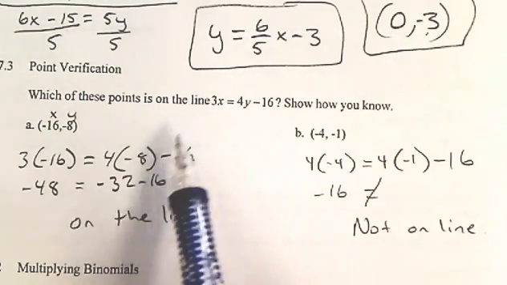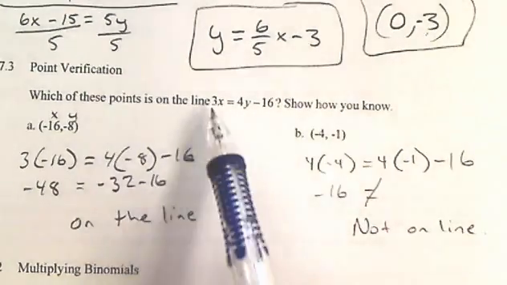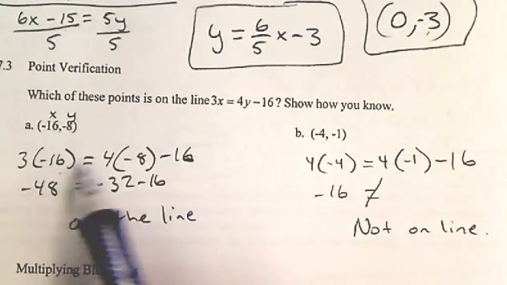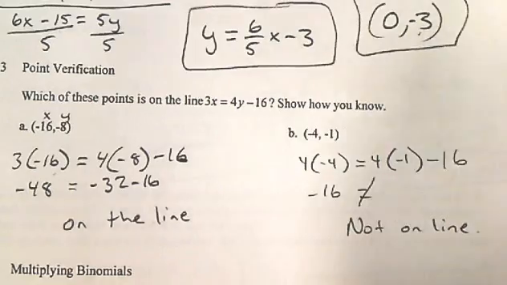I want to check, see if the point's on the line, plug in the x, plug in the y, see if it's true. If it's true, it's on the line. Plugged in my x, plugged in my y, and yes, it was true. No, it wasn't true.